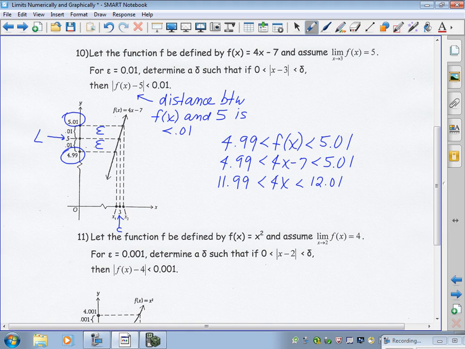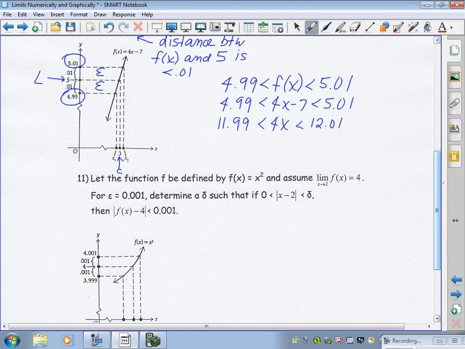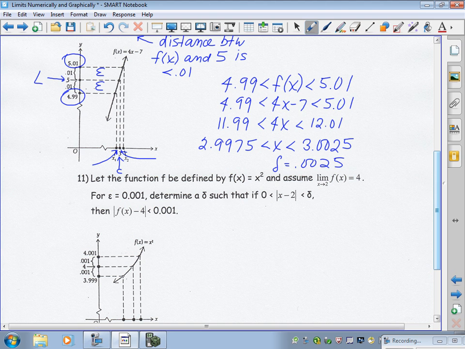And now it's calculator time. So dividing by 4, this should be 2.9975 and 3.0025. Remember, you're looking for these little distances in here. So those aren't your answers. You need to tell me how far away those numbers are from 3. 0.0025. That's your delta. Any questions?